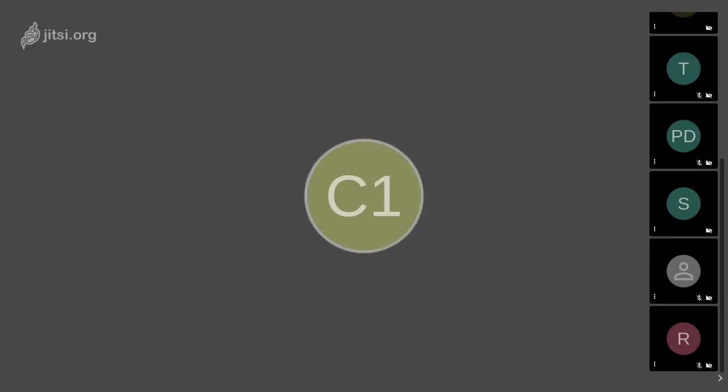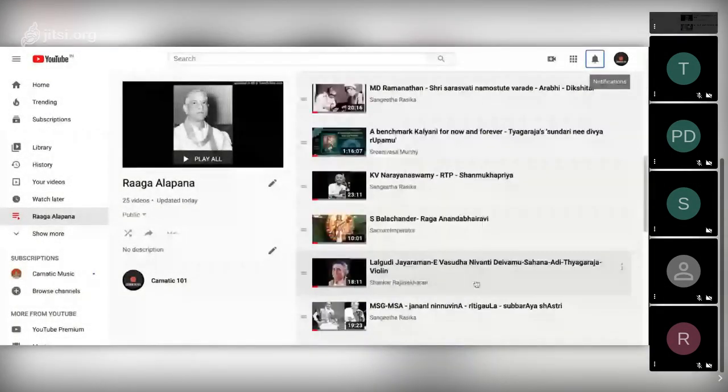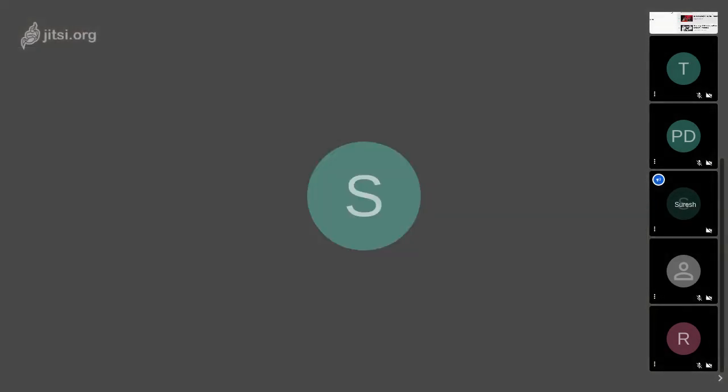I'm just sharing my screen once again. I guess you're able to see my screen. Yes, Meera. Okay, this is in the raga Kalyani, which you all know. Ranjani and Gayatri, one of them is singing the Alapana now. Ranjani. So kindly listen to this.